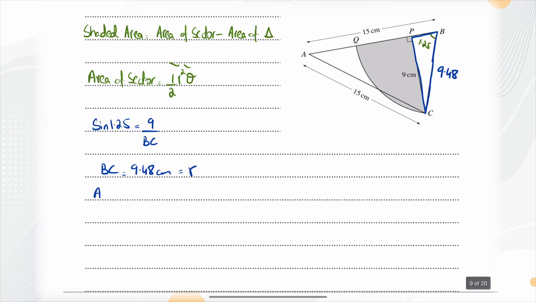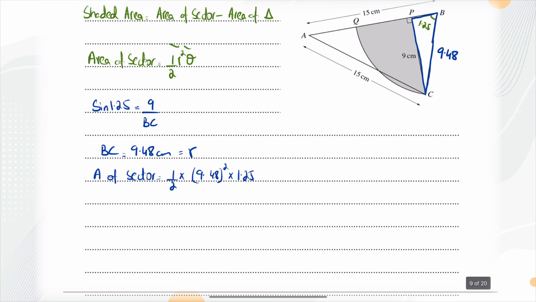So now we can find out the area of sector. A of sector is equal to half into r squared, which means 9.48 squared, into theta, which means 1.25. Okay, so 9.48 squared into 1.25 divided by 2. So we're looking at 56.25. Okay, 56.25 is the area of sector.